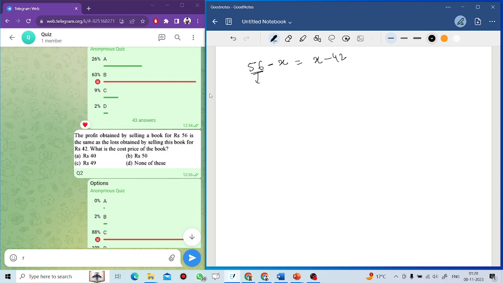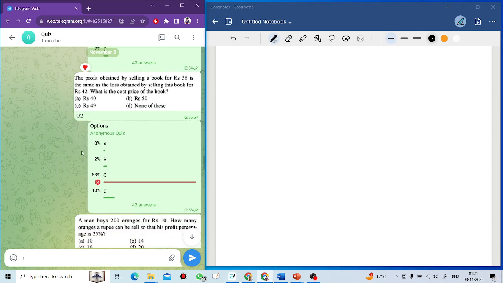So we'll solve this. This will be 28 and this will be 21 is X. So this is 9 4 49. So 49 is the answer. That's it. Next question.